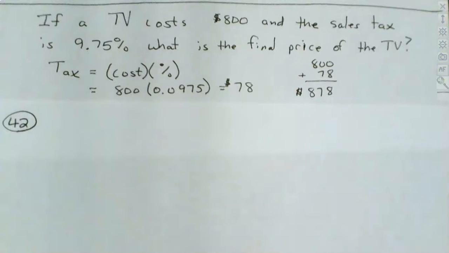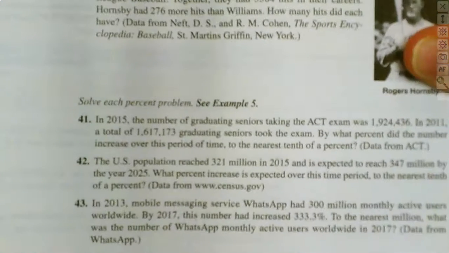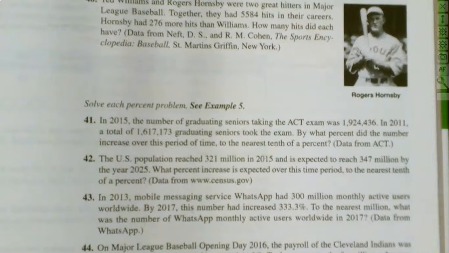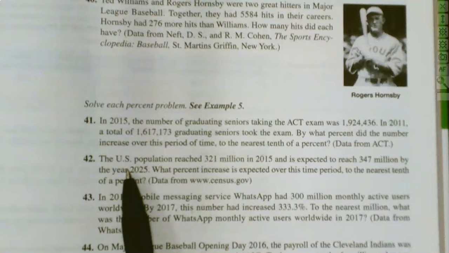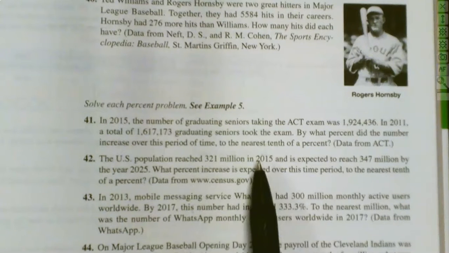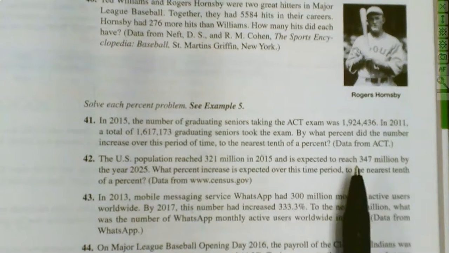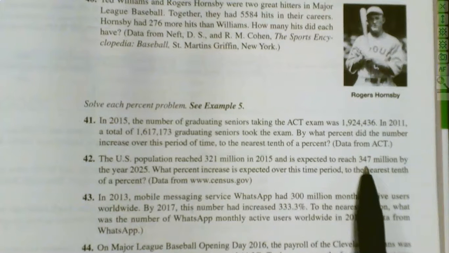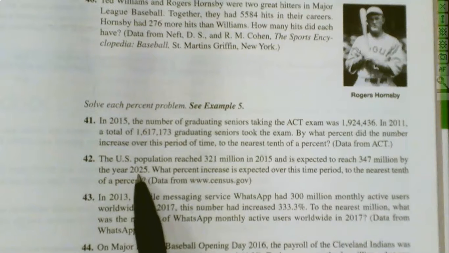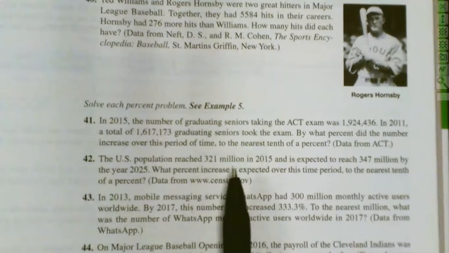When we look at question 42, we're going to be comparing, in this case, two different years. So question 42 says the U.S. population reached 321 million in 2015 and it is expected to reach 347 million by the year 2025. What percent increase is expected over this time period?